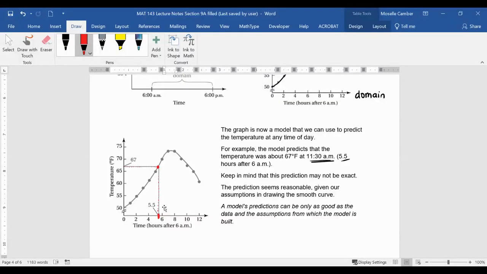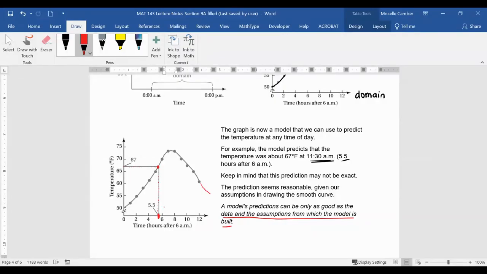We can also use it to say, okay, if I wanted to continue after 12 hours, it's going in a downward motion, so it might continue on. Again, models are there to help us make predictions and to make decisions. But of course, all of those decisions are only as good as the data and the assumptions that built the model. So if it's a good model with good data, you can trust your decision more. If it's a little bit iffy and you don't have a lot of data, then it's not as helpful.